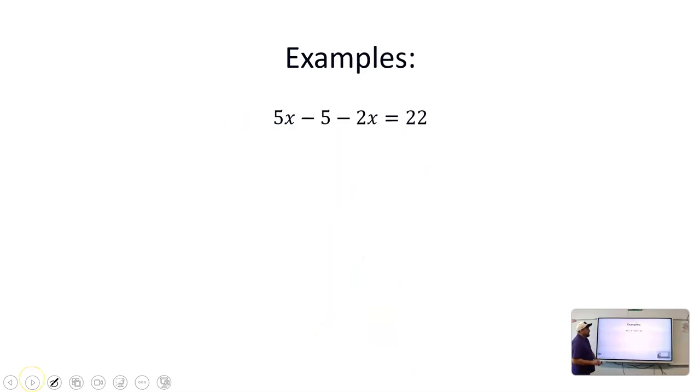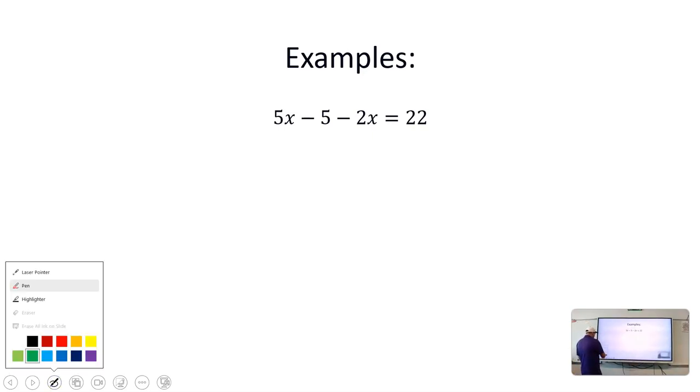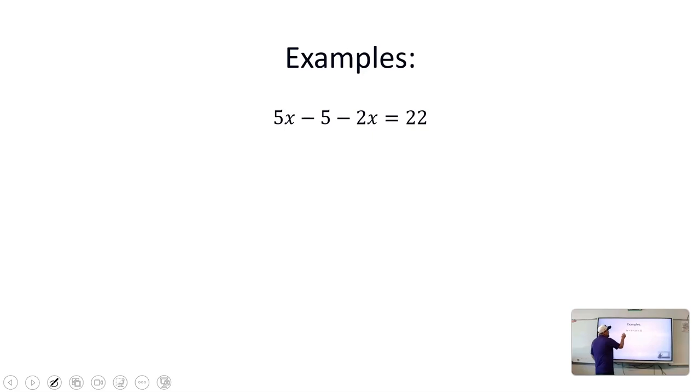Let's look at another example. Okay, 5x minus 5 minus 2x equals 22. Make sure to simplify. Okay, let's take a look at the left side of the equation first. I have a 5x and I have a minus 2x. Those are like terms, so we're going to put those together.